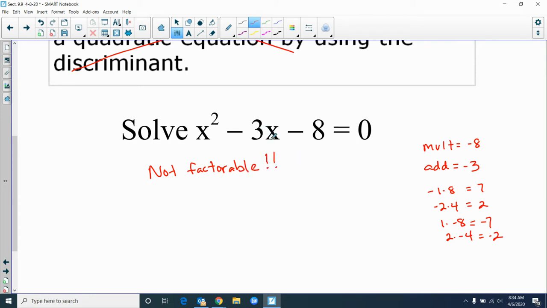So factoring doesn't work for every quadratic. Completing the square and what we're going to call the quadratic formula will work for everything. And so that's why we need the quadratic formula. Factoring does not work for everything. Completing the square, quite honestly, is not a lot of fun. It's probably the hardest of the ones. So we're going to come up with a new way.